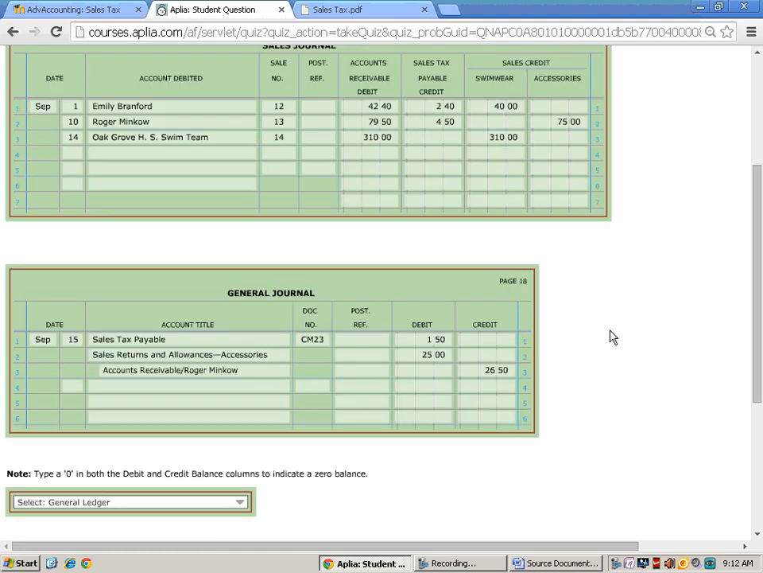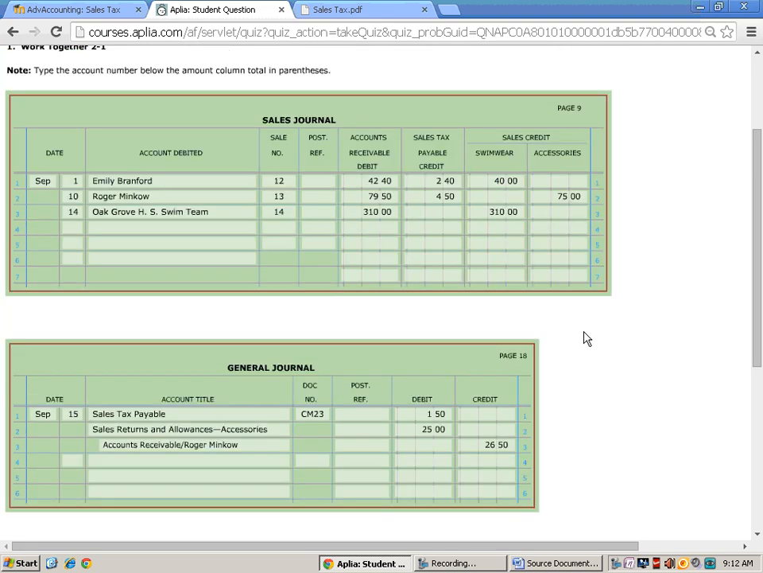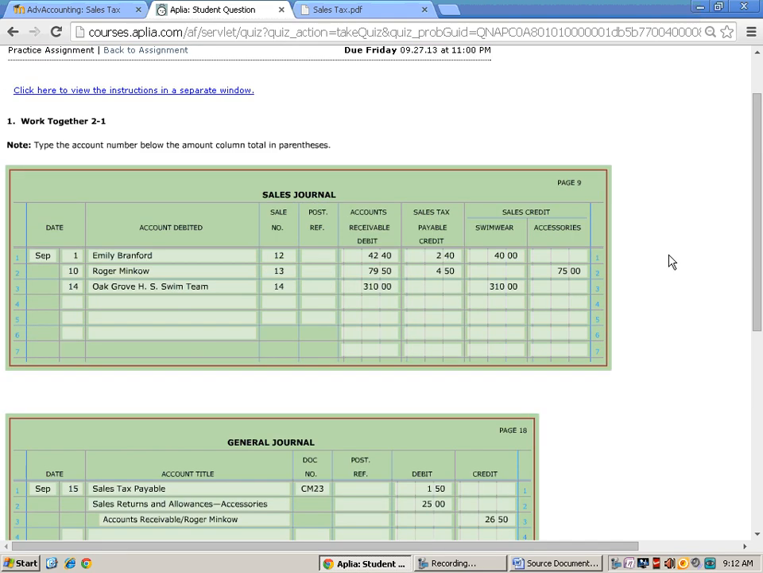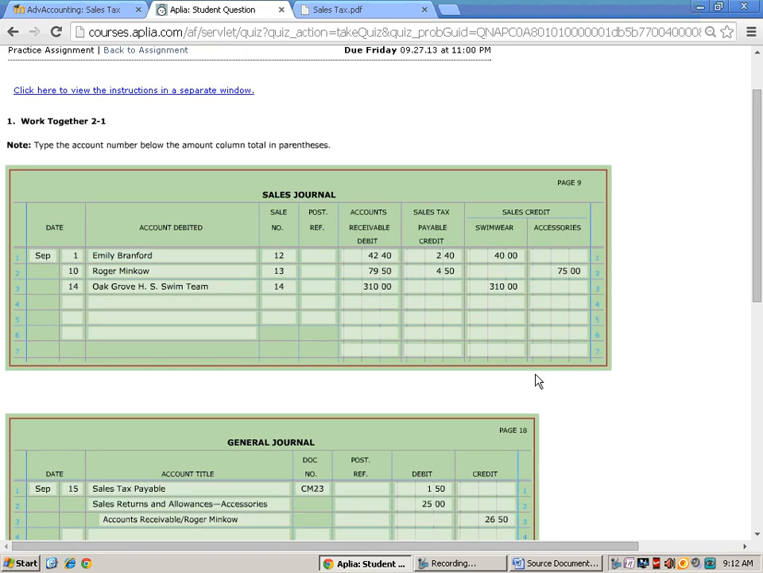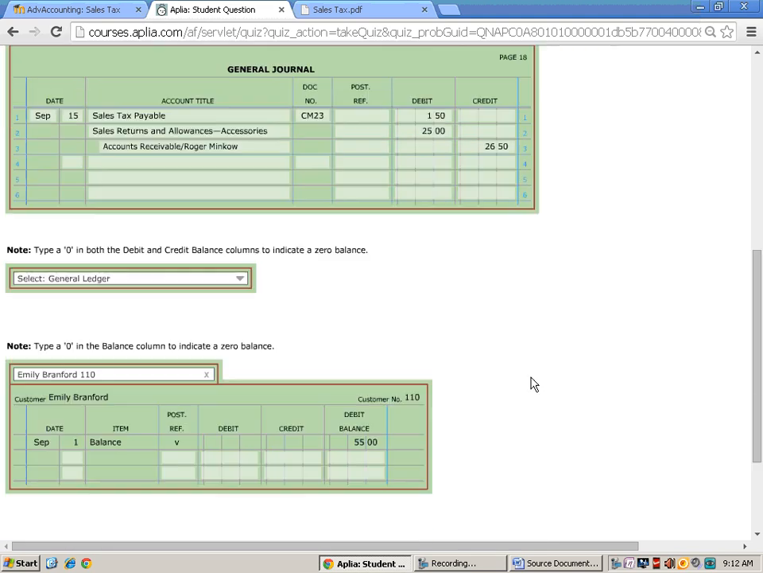Now they tell us, post the items that are posted individually from the sales journal and then from the general journal. So we're going to go up here to our sales journal first, and we're going to post our accounts receivable debit amounts. And these are going to go in our accounts receivable ledger. All right, so our first one is we're going to go down to Emily Branford. So September 1st, Emily owes us $42.40.